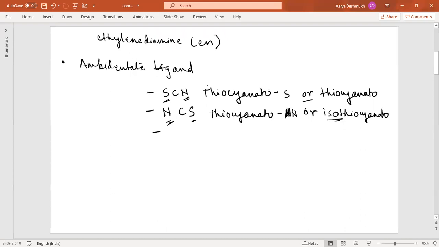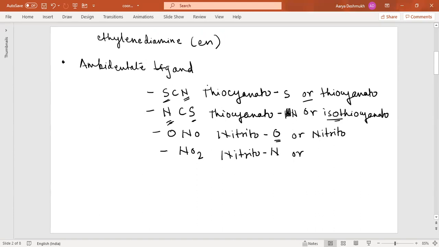One more example: ONO. This is written as nitrito-O, or simply nitrito. When you write simply nitrito, it means the bonding is through oxygen. And the same thing written this way, NO2, you can write as nitrito-N, or you can write nitro. So this is about ambidentate ligands.